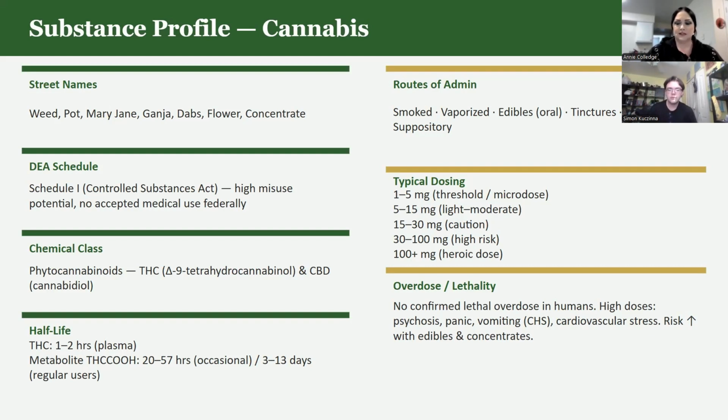So chemically, cannabis contains two major compounds that we care about neurologically: THC, which is the psychoactive component that creates the high, and CBD, which is non-psychotropic and actually helps modulate THC's effects.